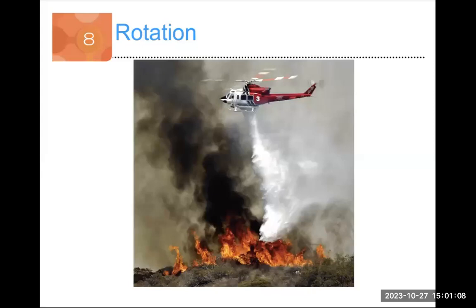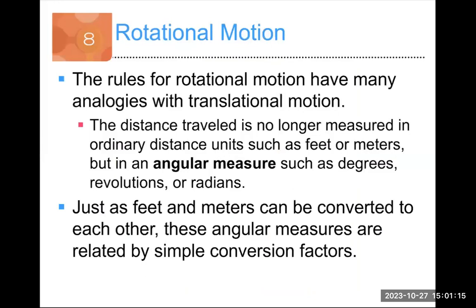Okay, today we're going to be talking about chapter 8, which is about rotation. And you'll see as we go through that rotational motion that we're no longer using feet or meters. We're going to be using angular measures such as degrees, revolutions, or radians. And these quantities can be converted just like you converted feet and meters.